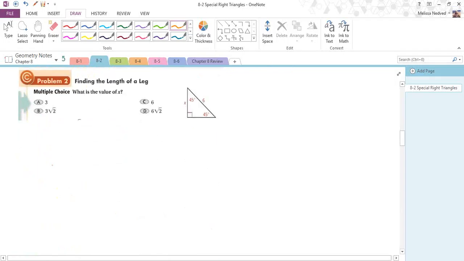Well, let's see what happens when I'm given my hypotenuse and I need to work backwards to find my leg. So I've got a multiple choice problem here and a picture. Notice I've got an isosceles right triangle. Got those two 45-degree angles. So right off the bat, I'm going to do the same thing I've done so far every time.